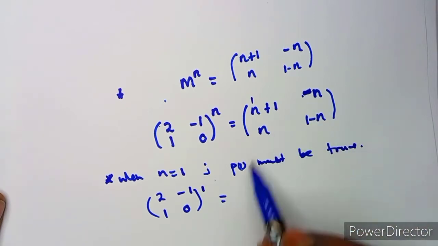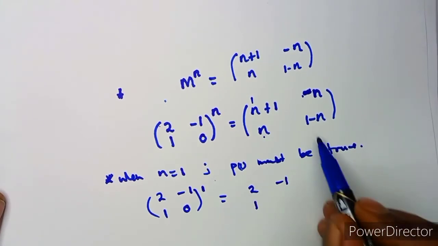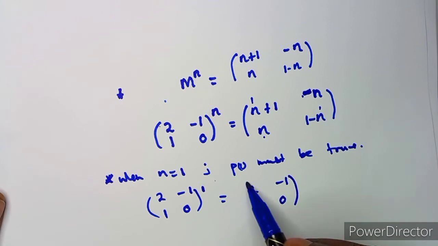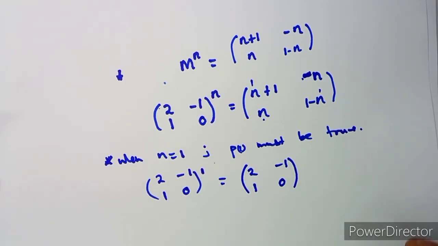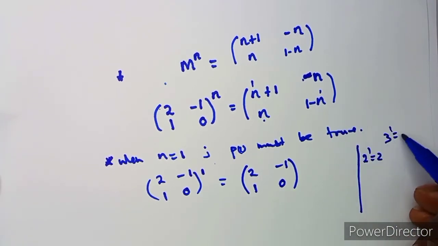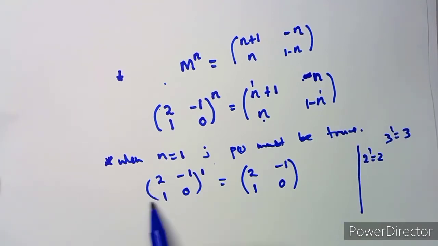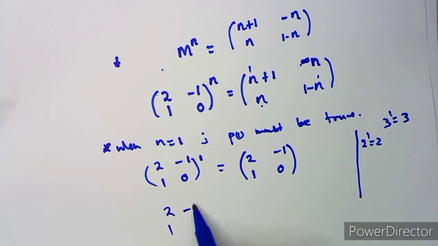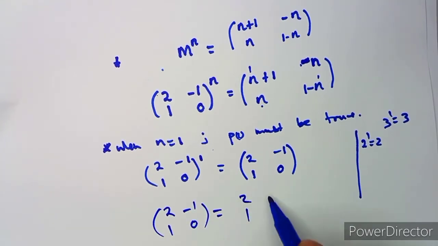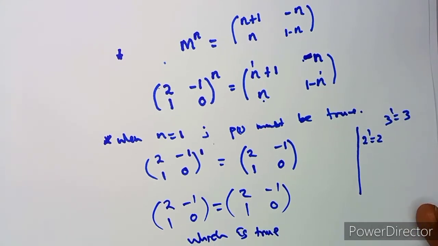So this is 1 plus 1, that is 2, and this is minus 1. This is 1, and 1 minus 1 is 0. As we know, any number to the exponent of 1 is that number. 2 to the exponent of 1 is 2, and 3 to the exponent of 1 remains as 3. Even a bracket, like a matrix, when it is raised to the exponent of 1, remains as it is. So 2, 1, minus 1, 0 is equal to 2, 1, minus 1, 0, which is true. We can see it's true because the left hand side and the right hand side are equal.